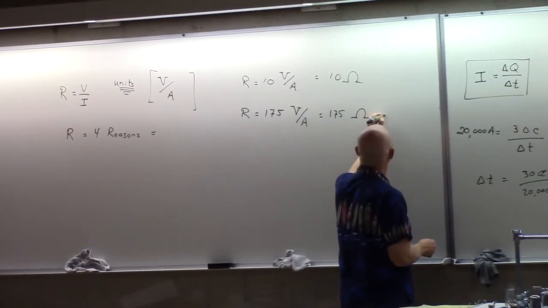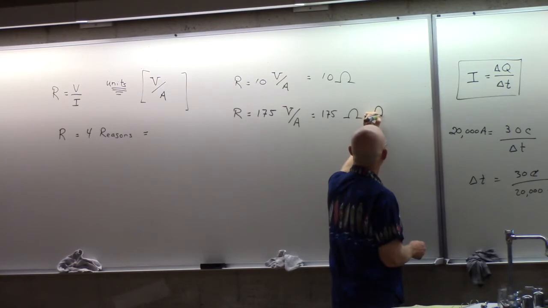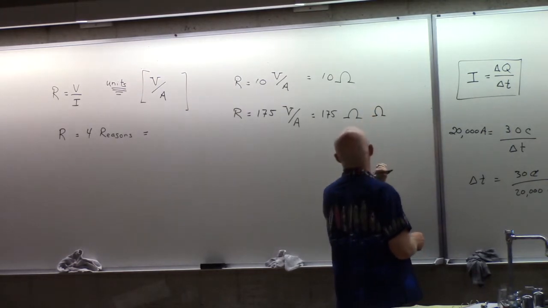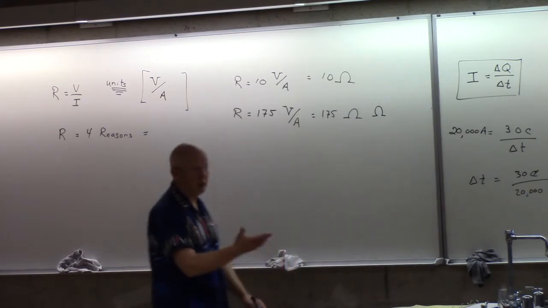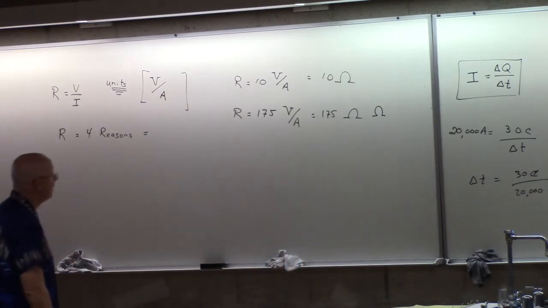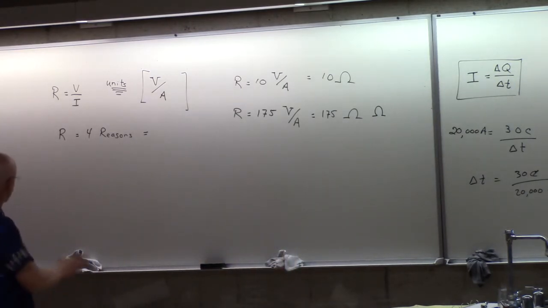And that's not a very good symbol. Let's see, can I draw it any better? It's supposed to look... maybe that's just as bad. But it's the omega, the capital omega from the Greek alphabet here. And so that's what we mean by the resistance.